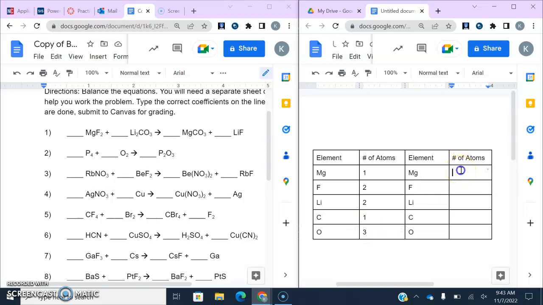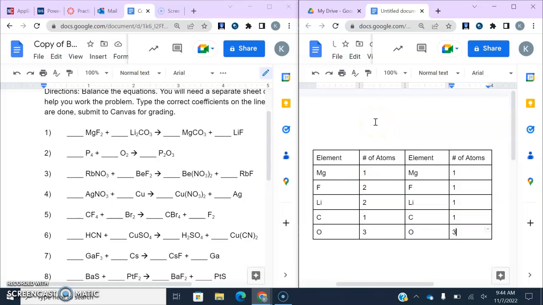Okay? Now let's look on the right-hand side. So we're coming over to our products now. Magnesium, no subscript, so it's 1. Fluorine, no subscript because it's 1. Lithium, no subscript, 1. Carbon, no subscript, 1. And then oxygen does have that 3 subscript. Okay? So right off the bat, I can see that my magnesium is balanced, my carbon is balanced, and my oxygens are balanced. So my fluorine and my lithium, these guys are out of whack. Okay, so fluorine and lithium is 2 on my left-hand side, and they're only 1 on my right-hand side.